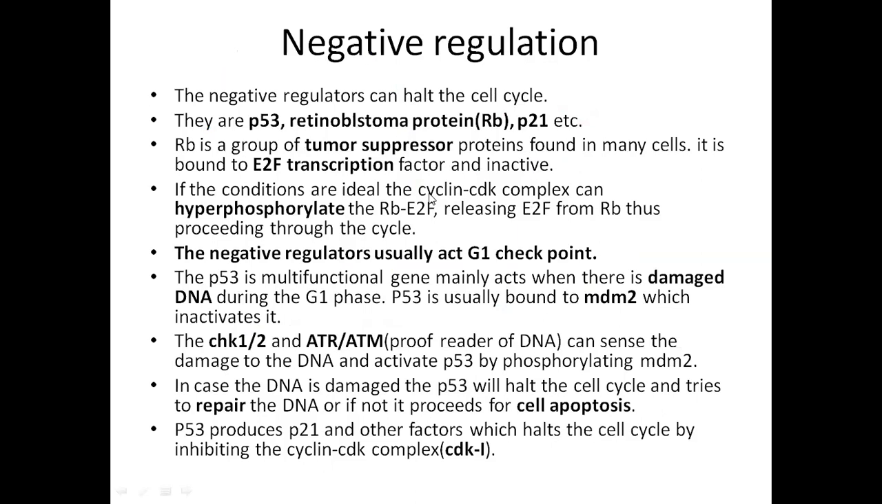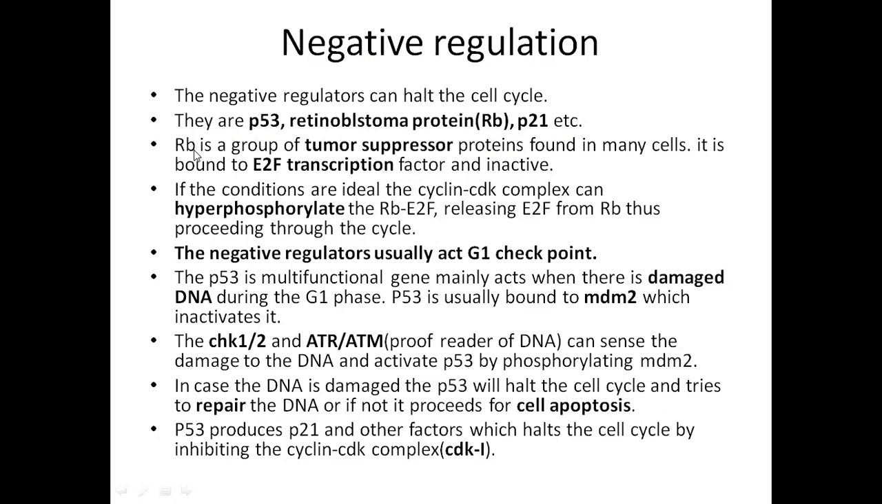Now, the second type of regulation through regulatory molecules is the negative regulation. Till now, through cyclins and CDK, we have seen the positive regulation. Now, let us see the negative regulation. The negative regulation tries to halt the cell cycle if there is any mistake during the cell cycle. Some of the molecules that are essential for negative regulation are P53, retinoblastoma protein, P21, etc.